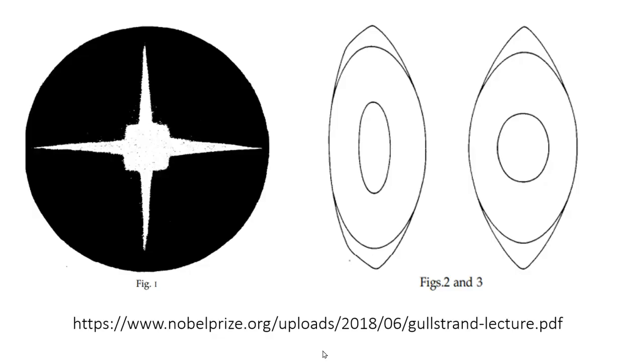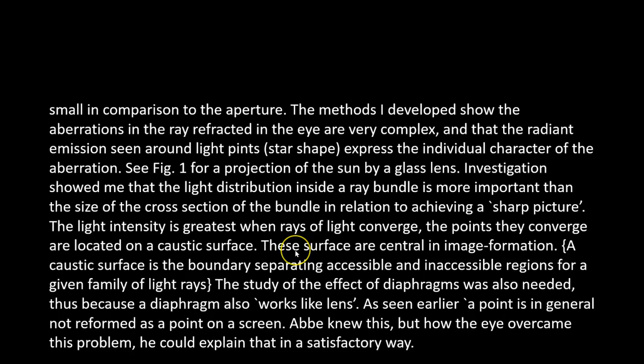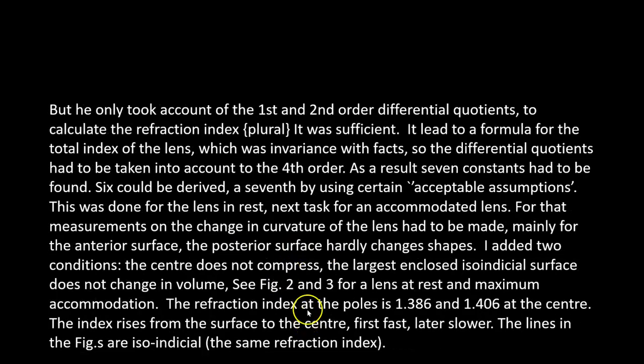Let's go to the 2 figures. Here you see the shapes he describes in the text. Okay, so let's read again. I added 2 conditions. The center does not compress. The largest enclosed isoindicial surface does not change in volume. See figures 2 and 3.